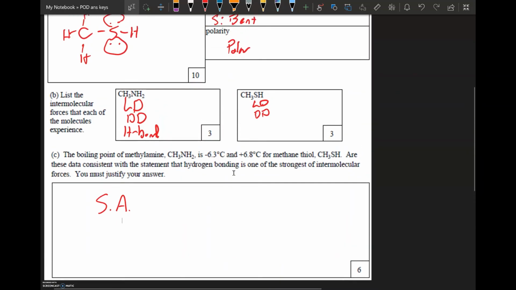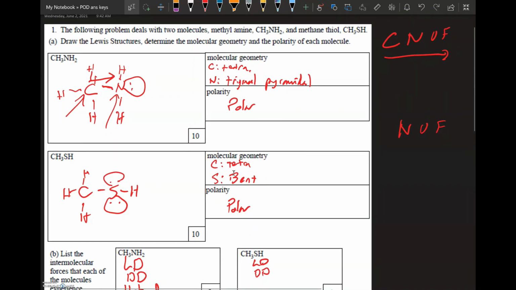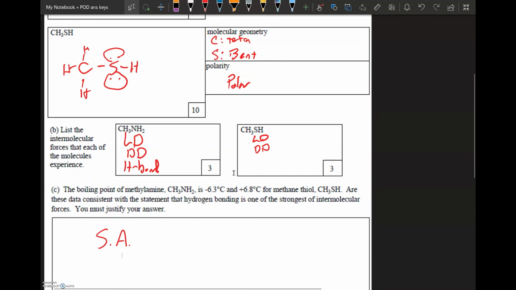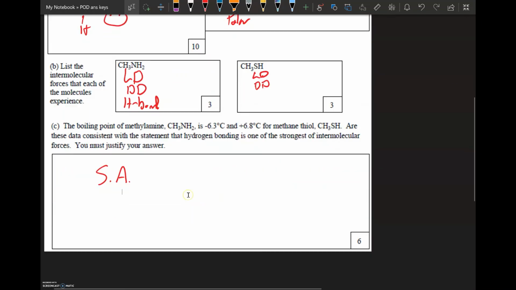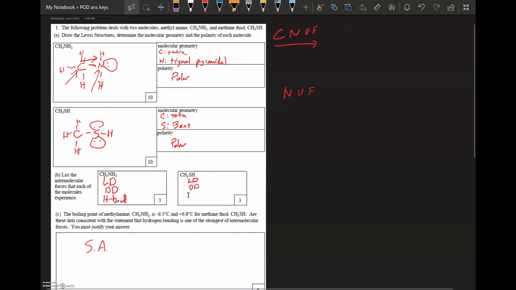So other properties that you could look at are viscosity and surface tension, but again, that's not a part of this problem. But you could think about how the viscosity of the methane thiol would differ from the methylamine itself. But for now, we're just focused on what the questions are being asked. So I hope this will help you a little bit in understanding how the Lewis structures tie into the intermolecular forces, and then ultimately those physical properties that we observe.